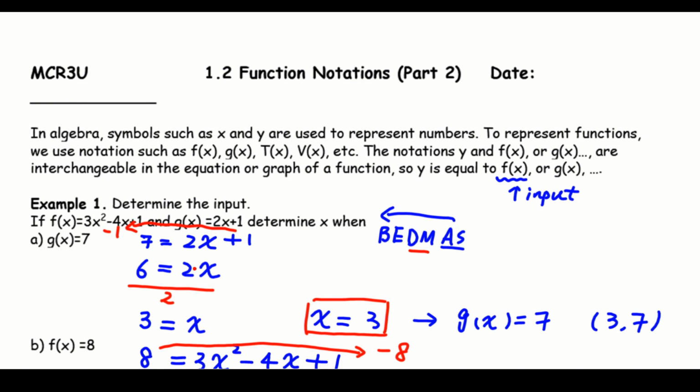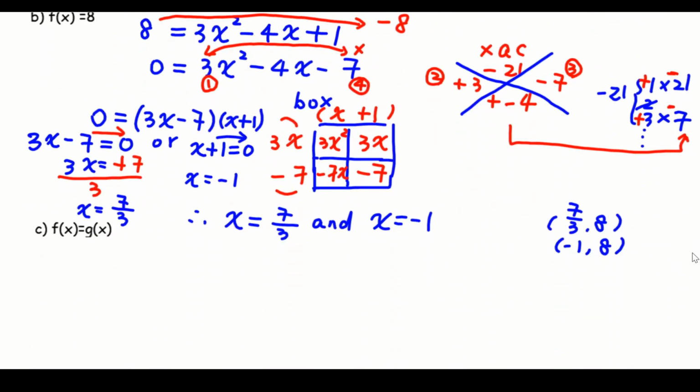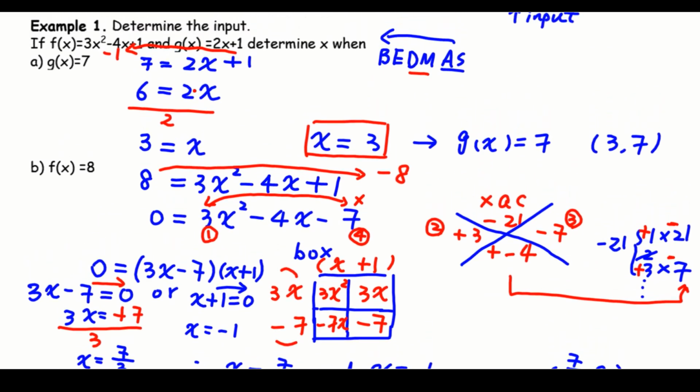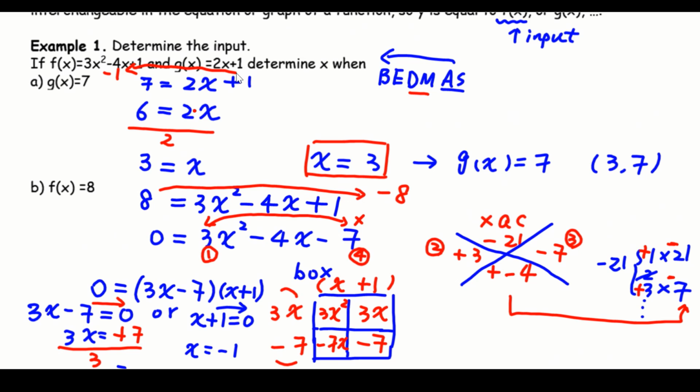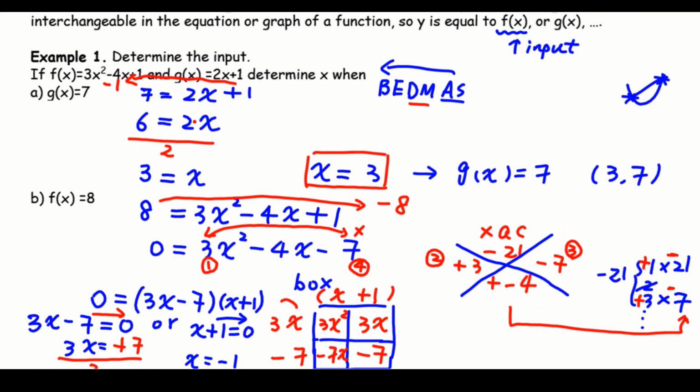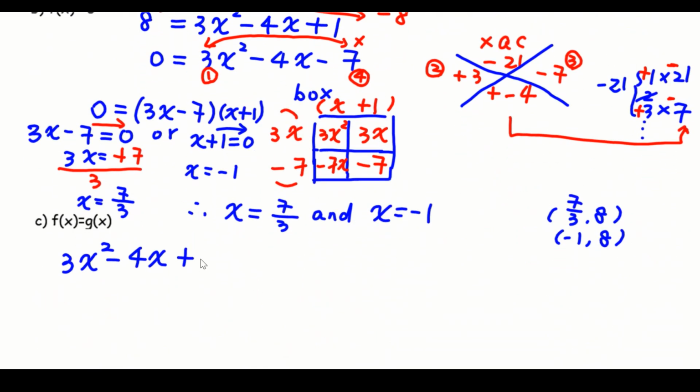So now we go back to this question. So the next one, it asks you to find the x value that will make these 2 outputs equal. So it's kind of like you are looking for the point of intersection of the 2 graphs. Okay, so we are going to substitute f at x is 3x squared minus 4x plus 1. And g at x is 2x plus 1.